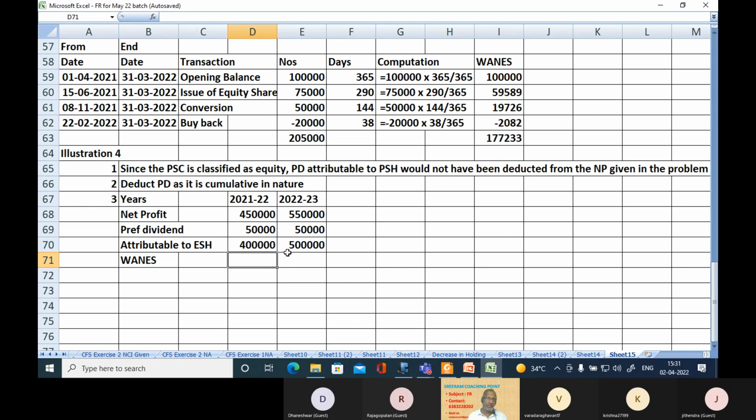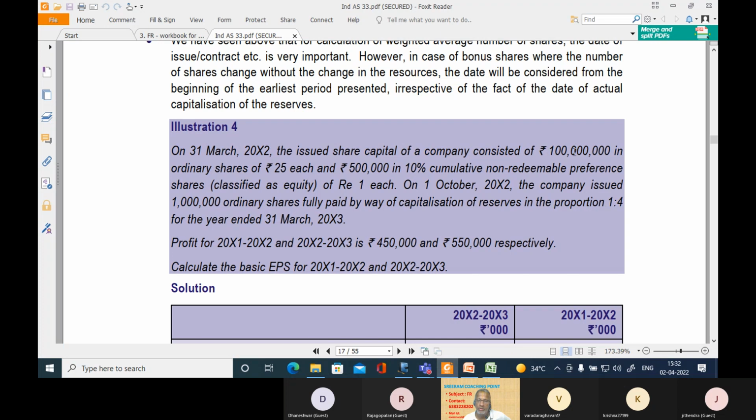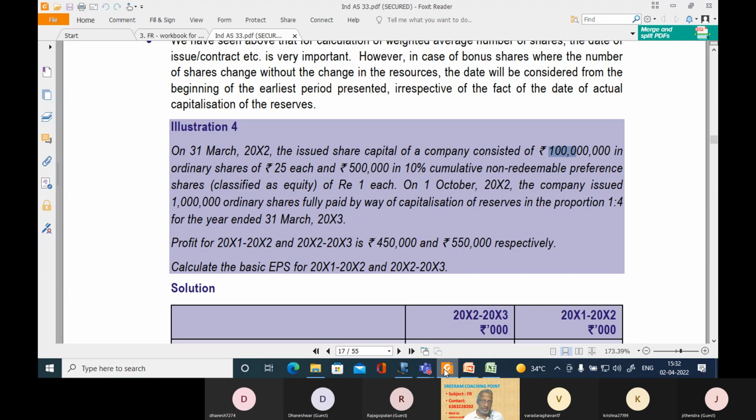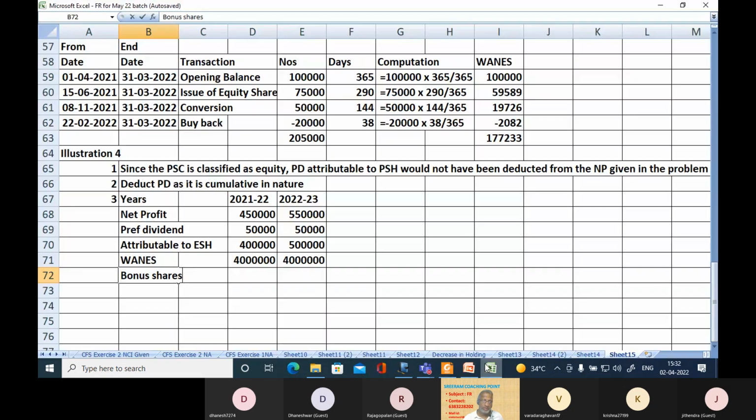Weighted average number of equity shares equal to 1,000 lakhs divided by 25. Correct? 1,000 lakhs divided by 25. Correct? Bonus shares. How much? 1 for 4 held.